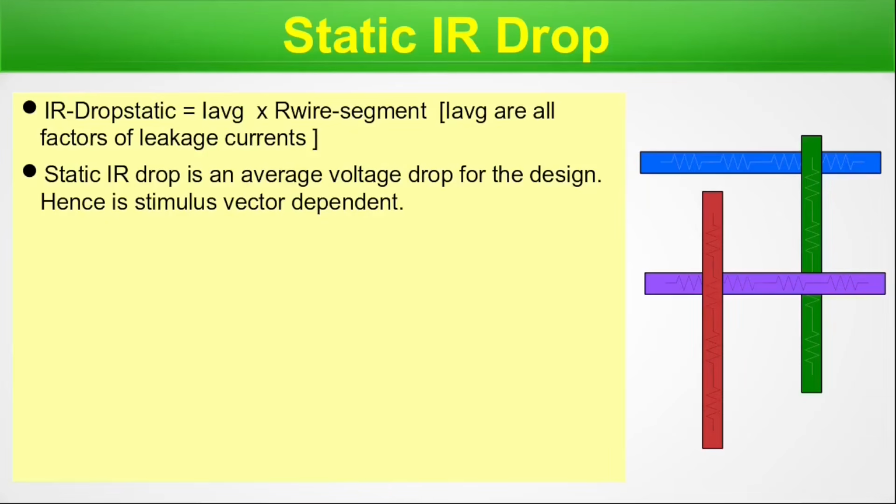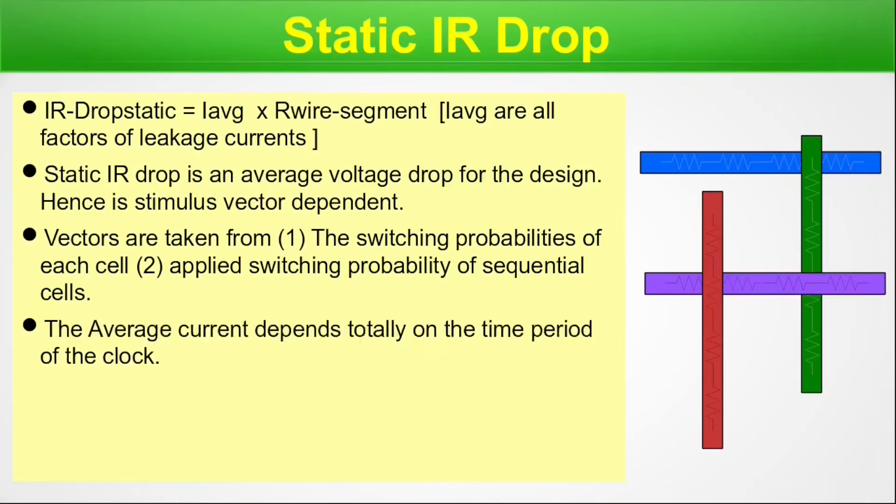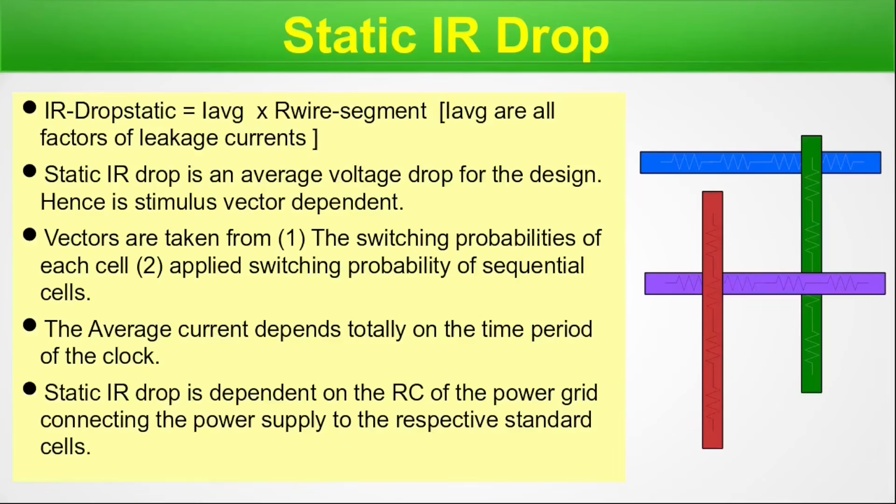Static IR-Drop is an average voltage drop for the design, hence it is stimulus vector dependent. Vectors are taken from number 1, the switching probabilities of each cell, and number 2, the applied switching probability of the initial cell. The average current depends totally on the time period of the clock. This is very fundamental. If you go back to the definition of I average current, you will find it in the mathematical expression. Static IR-Drop is dependent on the RC of the power grid connecting the power supply to the respective standard cell. That is what I mentioned, that we already have shown the PDN a few slides back, and with this metal route, you can see that all these things will be coupled together for IR-Drop analysis. We're done with this particular slide.